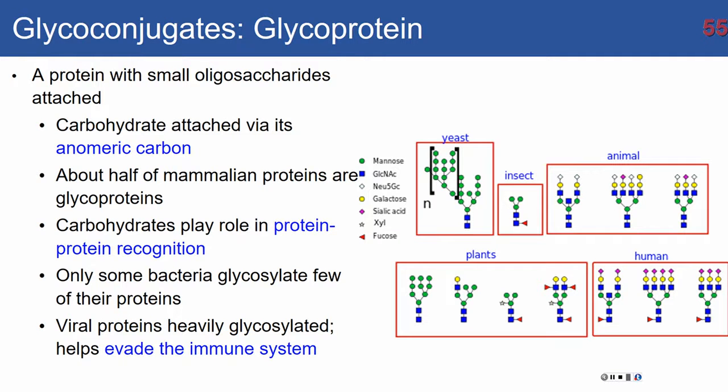So just keep in mind that bacteria really don't glycosylate. There's some evidence that certain species can glycosylate a very small number of proteins, but in general, they don't. And the viral proteins are heavily glycosylated, and that helps them evade the immune system, and we saw that with HIV. And then just think about, here are different patterns that come from different species, and different species can't use all the same sugars. So xylose over here, you can see plants use that, and they are unique. Nothing else uses that.